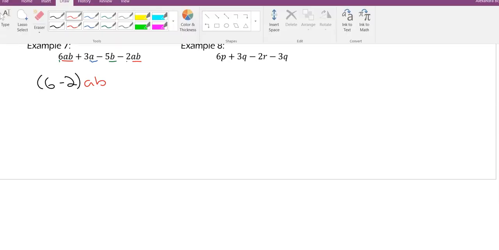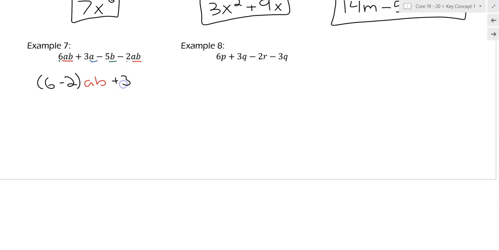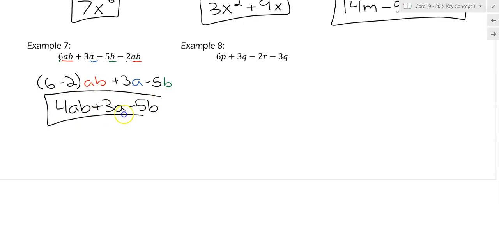ab, and then a, so we kind of rewrite it like that, right? So 6 minus 2 is 4ab plus 3a minus 5b. All right, again, go ahead, pause the video and attempt example 8. So try that one.